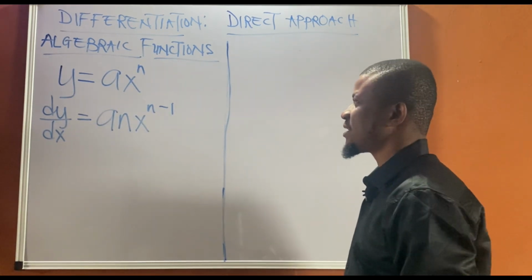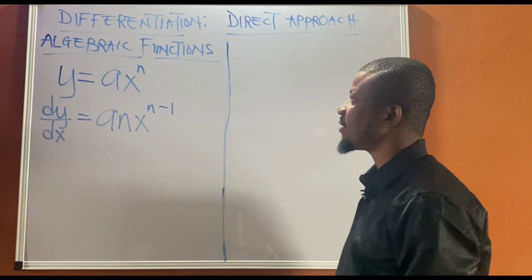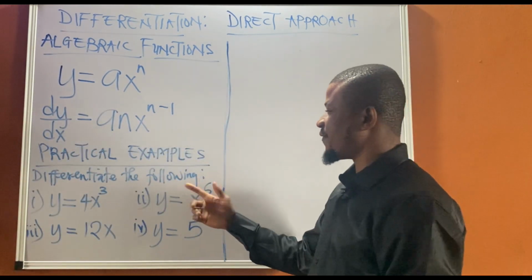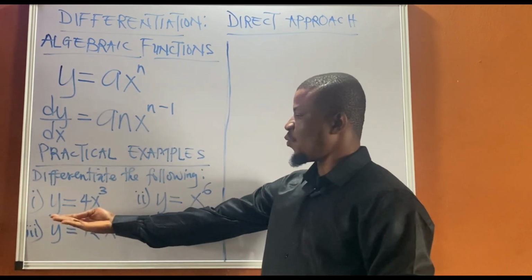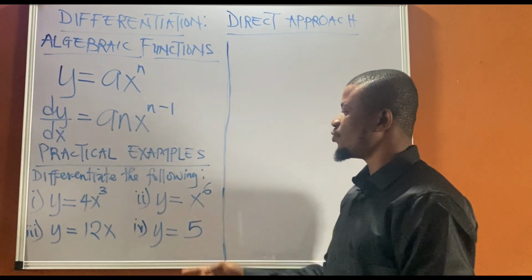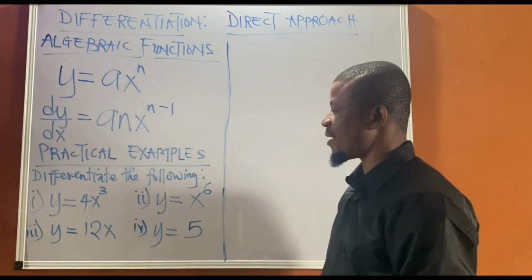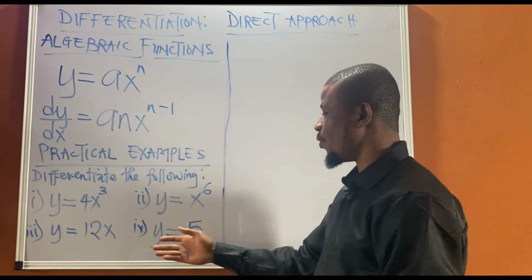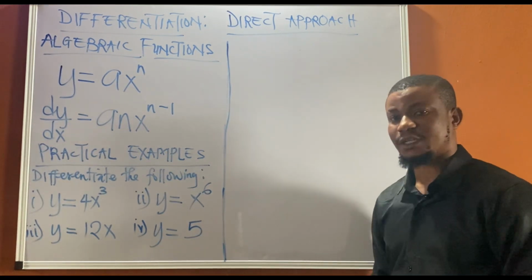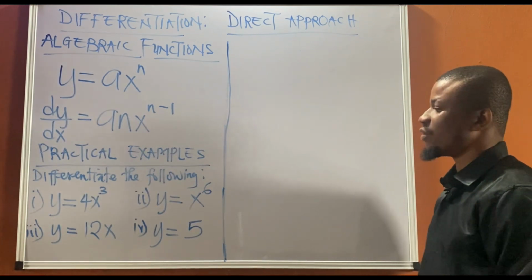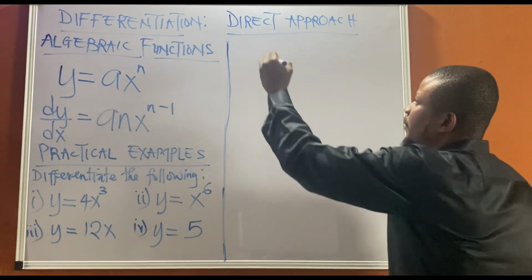Let's take some practical examples to better understand how to differentiate algebraic functions. Differentiate the following. 1. Y equal to 4x raised to power 3. 2. Y equal to x raised to power 6. 3. Y equal to 12x. And 4. Y equal to 5. Let's look at the solutions to this problem involving algebraic functions.